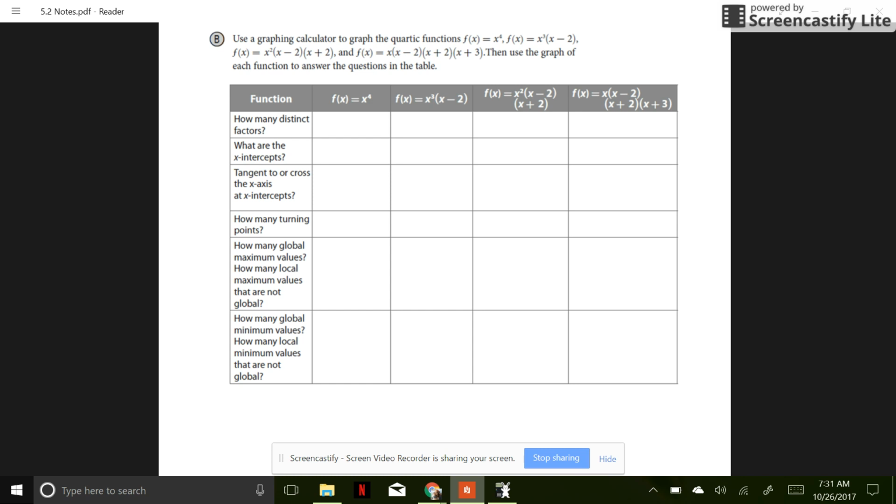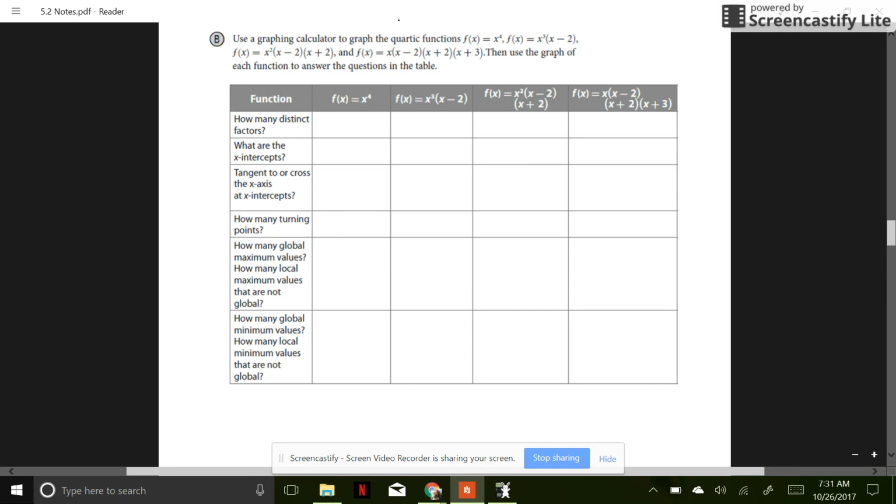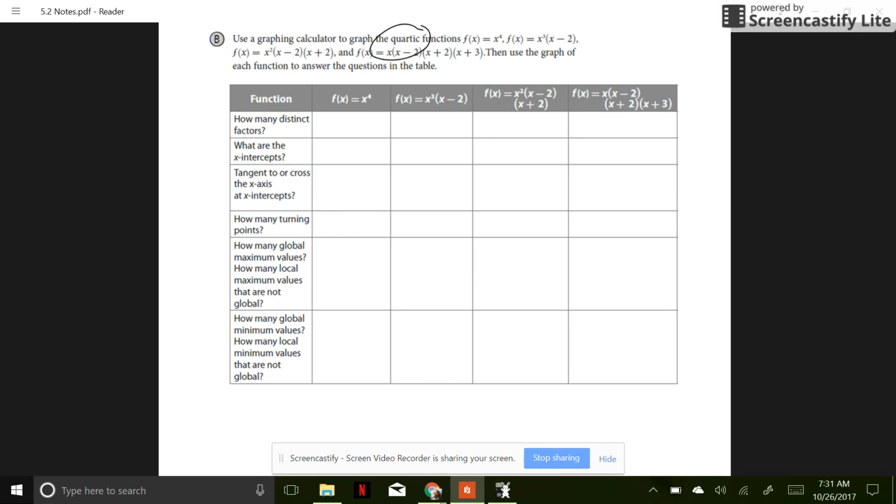So we're going to use our graphing calculators. This time we're going to graph what's called a quartic function. So a quartic function has a degree 4. We're going to look at 4 different quartic functions and answer the questions in the table.